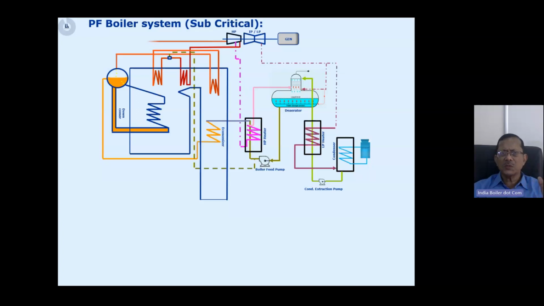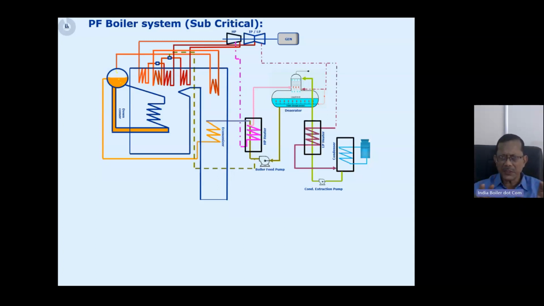The HP exhaust comes back to the boiler and gets reheated from 300, 320 degrees centigrade to again 530, 540 degrees centigrade, similar to the main steam temperature, and goes to the IPLP section of the turbine.